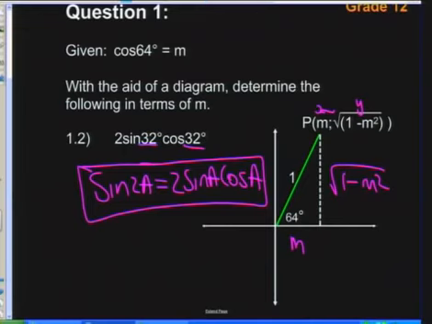What can I do with this? So I have 2 sine 32 cos 32. I can transform this into that. How? I can say this is sine 2 times 32 degrees. Agree, guys?